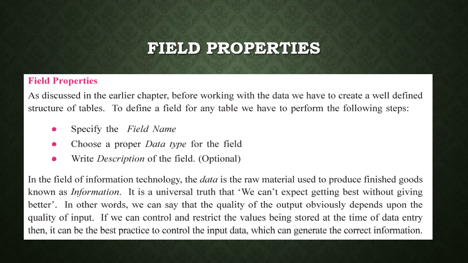In the field of information technology, data is the raw material used to produce finished goods known as information. So we know information means processed data. Processed data means, suppose you have data and you give only the data which is required by you or by someone else. You are not going to give all records.